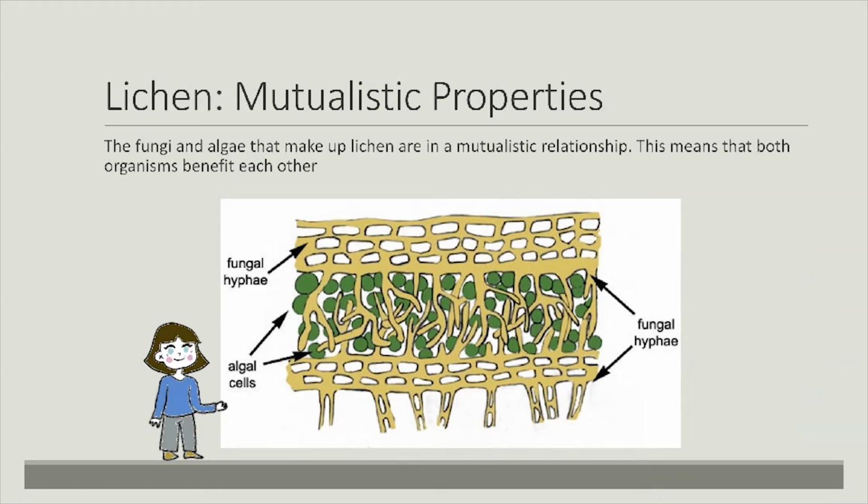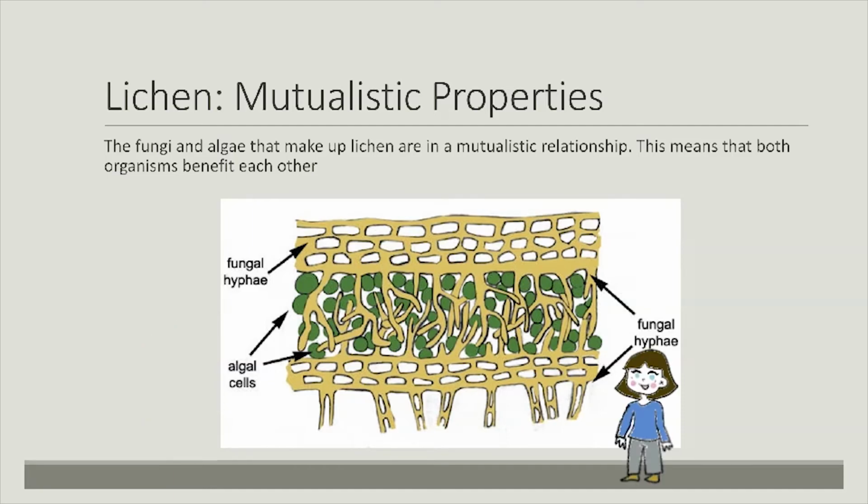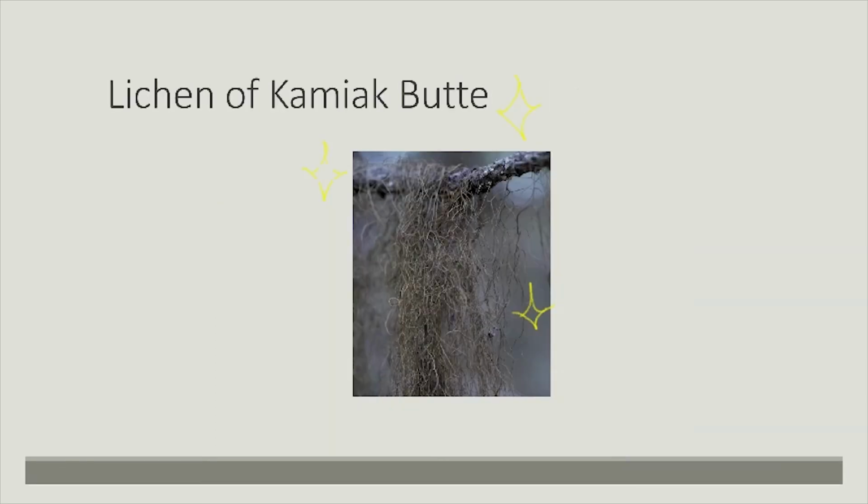The two organisms within lichen are in a mutualistic relationship. These two organisms come together to accomplish what one could not do by itself. Fungi cannot photosynthesize, and algae cannot hold on to certain substrates. When both are together, they help each other accomplish both tasks. There are about 5 different types of lichen on Kamiak Butte.